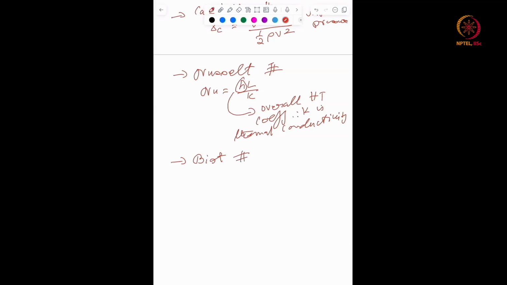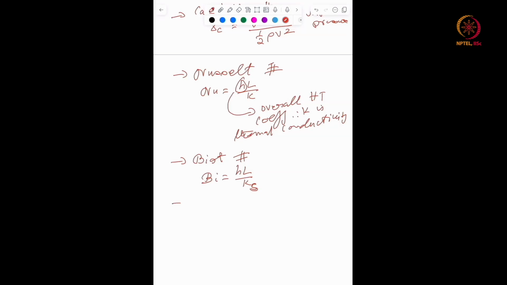Okay, the Biot number, which is given as Bi equals hL by k. Here h is the overall heat transfer coefficient from the solid surface to a fluid, and k is the thermal conductivity of the solid. So maybe we should put it as ks. It represents the ratio of heat transfer rates to the surrounding fluid and the solid interior. Whereas the Nusselt number basically represents the ratio of the total and the conductive heat transfer rates in a fluid. So these are very different.